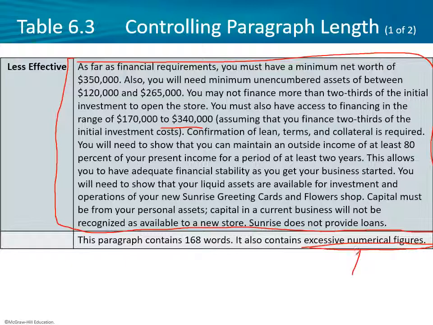We just got finished talking about concision, right? And they're saying numerical figures instead of just numbers. But anyway, you can see what's going on here. Nobody's going to read this. It's just a big old mess.